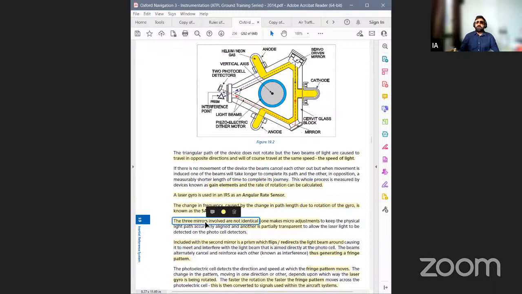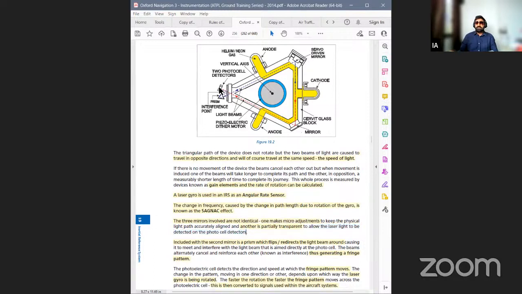Now, the mirrors that are involved are not identical. One mirror will make micro adjustments. The other is partially transparent. One will make good adjustments; the second will reflect the required frequency and absorb the ones that are not required. Another is partially transparent to allow the laser light to be detected on the photocell detectors. So one mirror is to make micro adjustments to keep the physical light path accurately aligned, and the other is partially transparent. Why? To allow the laser light to be detected on the photocell detectors.